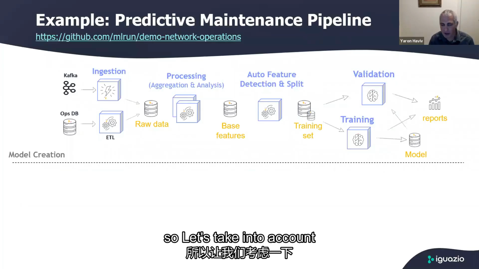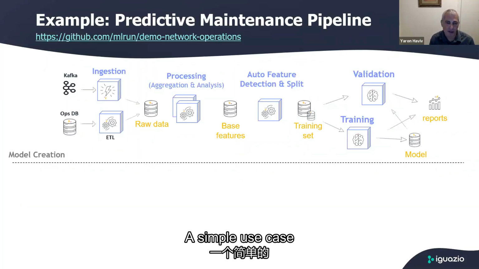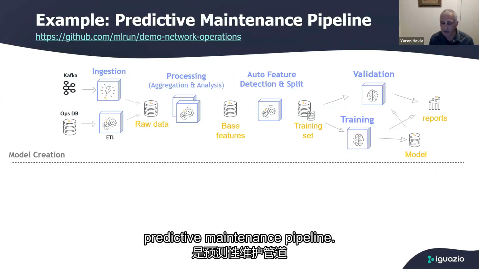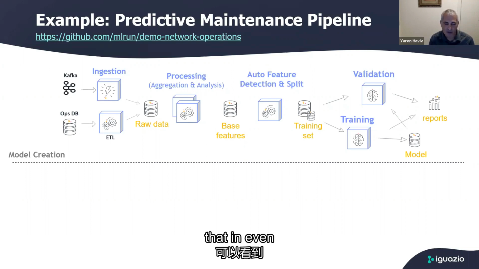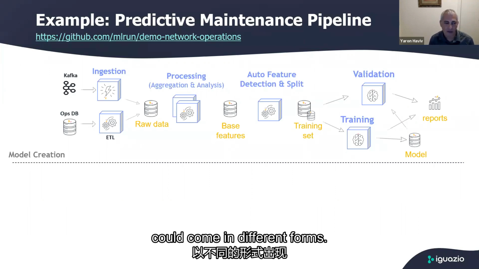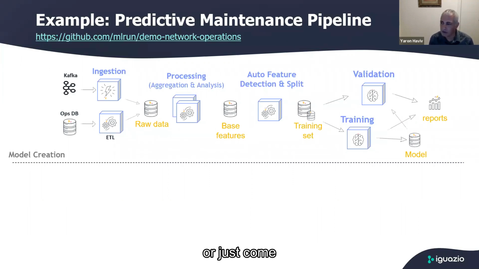So let's take into account a use case. A simple use case would be a predictive maintenance pipeline. So we can see that even in this pipeline, we have many different steps. The first step is to essentially bring the data in. The data could come in different forms. It could come in as streaming data, or just come from a variety of databases, operational databases, and we need to run some ETL. We take all that data and throw it into sort of a pile, usually sort of files in a file system.